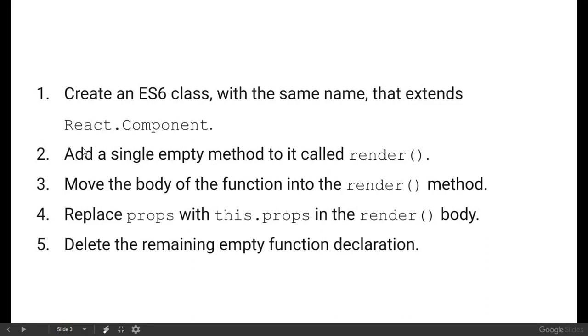So let's go ahead and do that. Please write down these steps, and I will explain these steps as we go on. The second step is add a single empty method to it called render. Move the body of the function to the render method. Then the fourth point is replace props with this.props in the render body. Delete the remaining empty function declaration. So let's go ahead and do that, and follow the points as I go through. I will not be showing this again, and I will be repeating the points and coding it just like that.